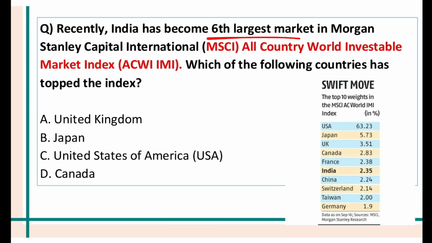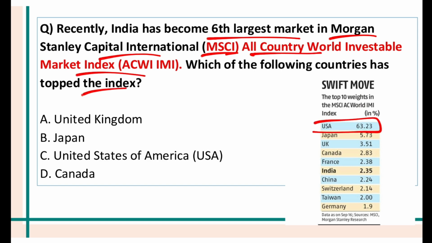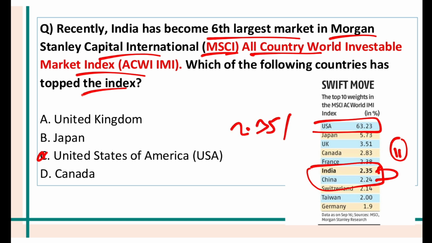India has become the 6th largest market in the Morgan Stanley Capital International MSCI All Country World Investable Market Index. Which country has topped the index? You can see America is number 1 with a weightage of 63.23%. India has leapfrogged China. We were 11 basis points higher than China. We were 2.35% and China was 2.24%. So India is now the 6th largest market in the MSCI ACWI IMI index.